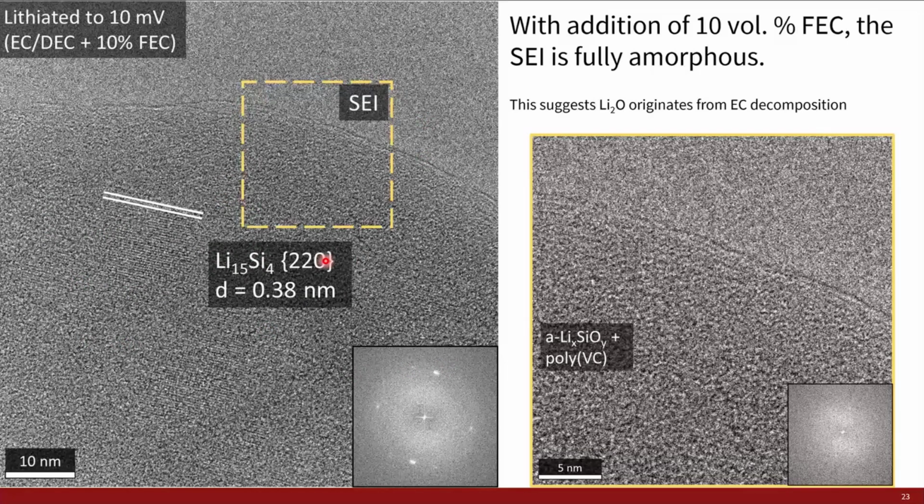So previously, in the FEC-free electrolyte, we had an SEI composed of both amorphous components, such as organic carbonates, along with lithium oxide. But here in this SEI, with the addition of FEC, the SEI is completely amorphous. And that suggests that the lithium oxide is mainly coming from the presence of the ethylene carbonate, whereas with the addition of FEC, the FEC will decompose first, reducing the decomposition of the EC.